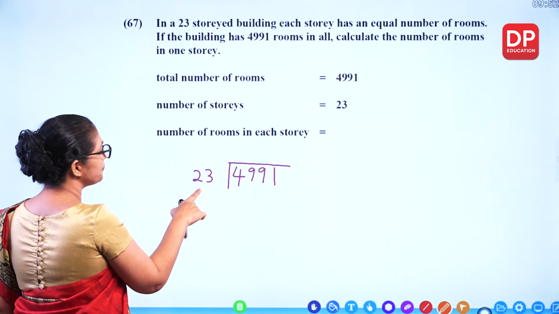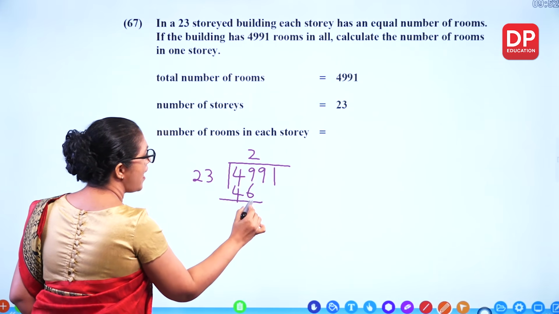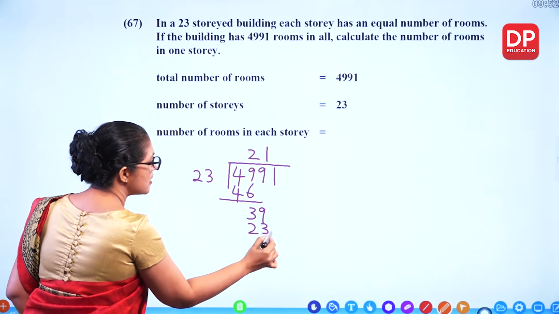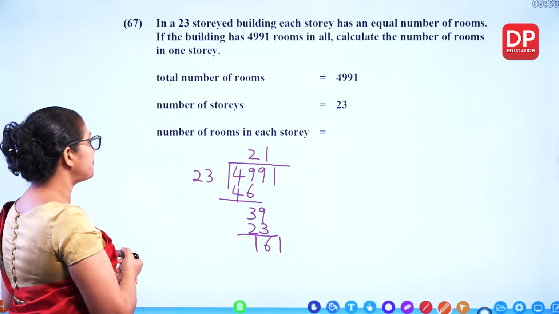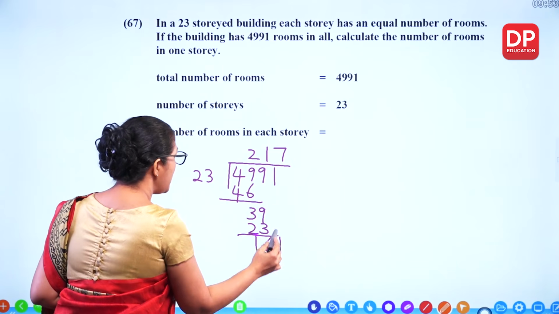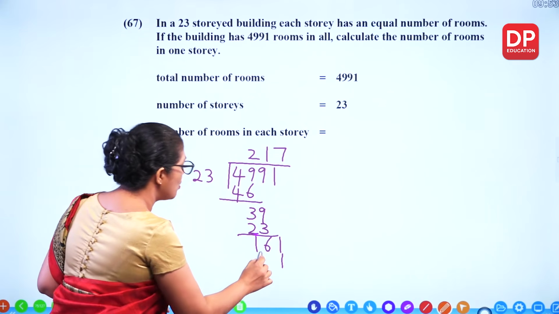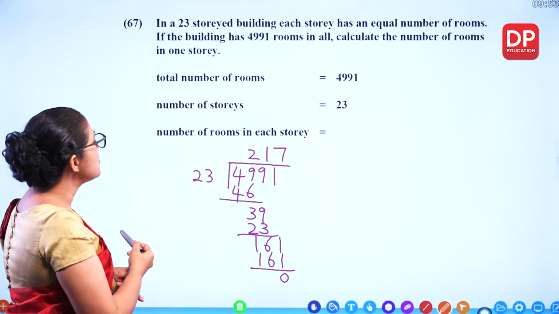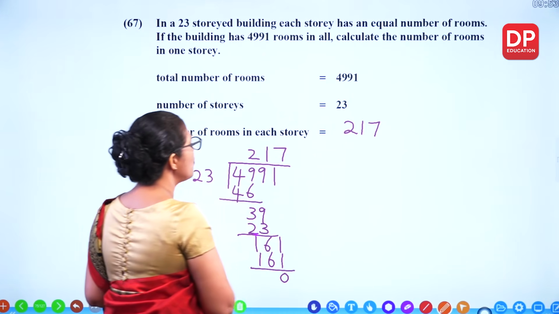23 times 2, you can do that. So that's 46. Subtract, you get 39. For 39, that's 1. That's 23. Remaining, you get 16. For 161, how many 23s? 7. 7 times 3, 21. 2 remaining. 7 times 2, 14 plus 2, 16. So remainder is 0. So that means how many rooms in each story? There are 217 rooms.